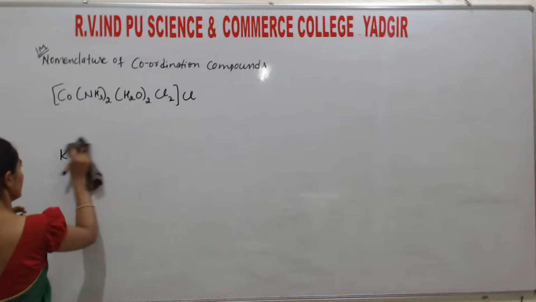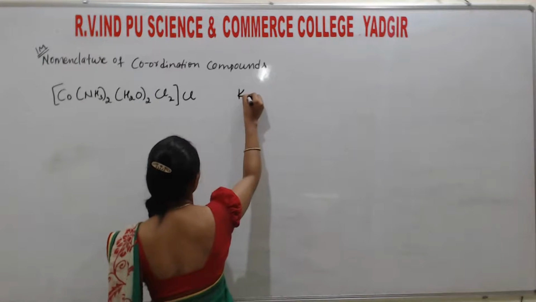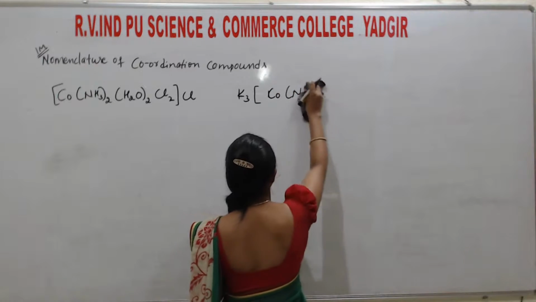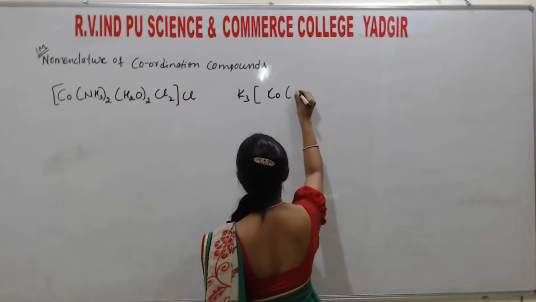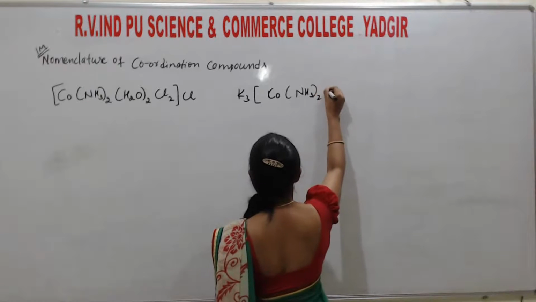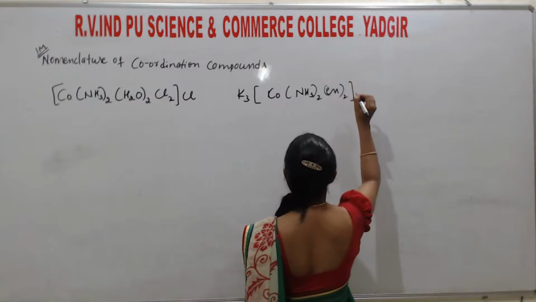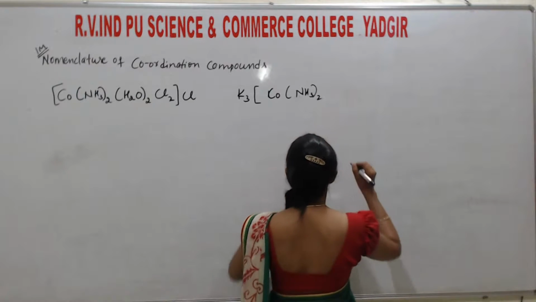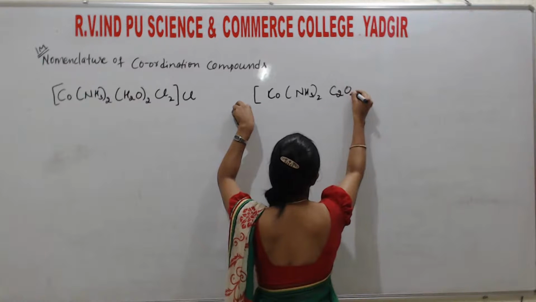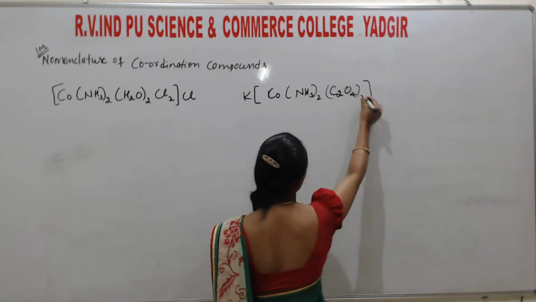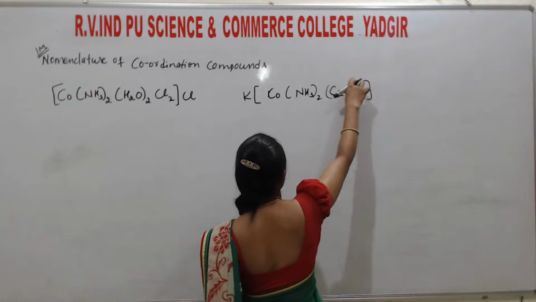K3, Co, NH3 2 times, Cl 2 times, oxidation. We just remember C2O4 twice.